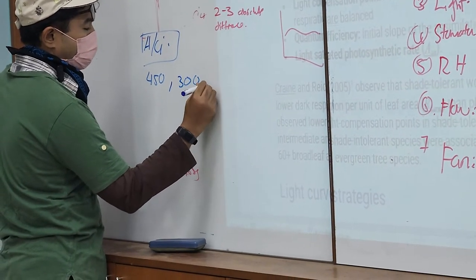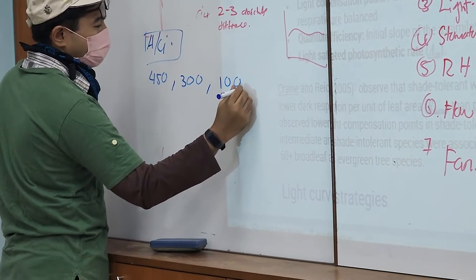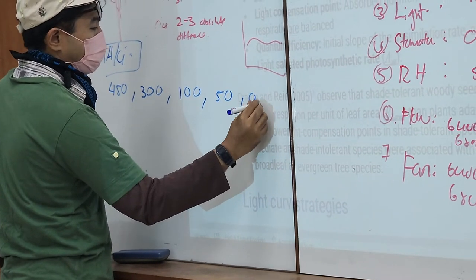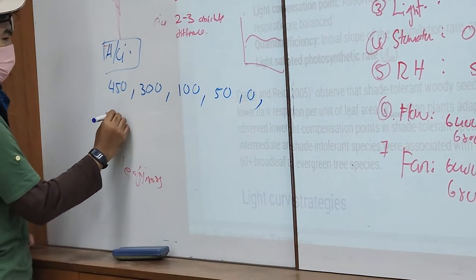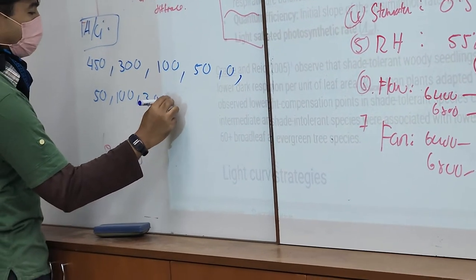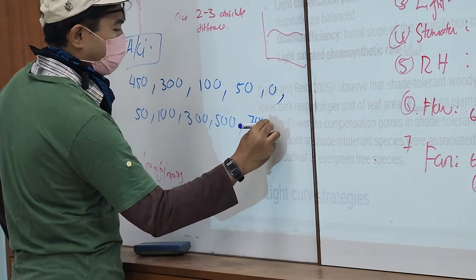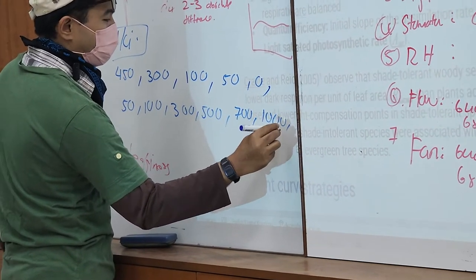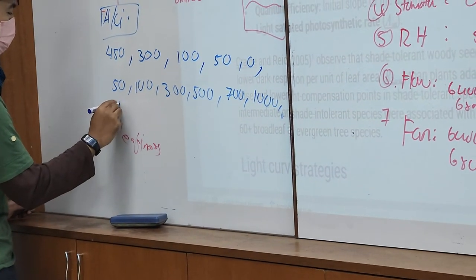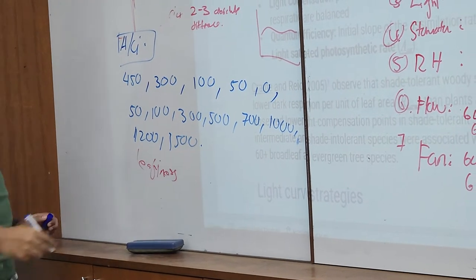300. 100. 150. Kosong. Lepas tu naik balik. 50. 100. 300. 500. 700, nampak tu lah 1000, 1200. 1200, 1500 lah senang.